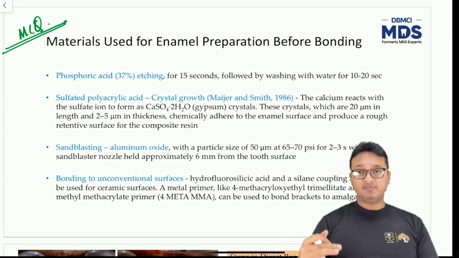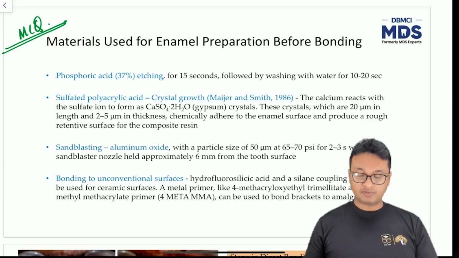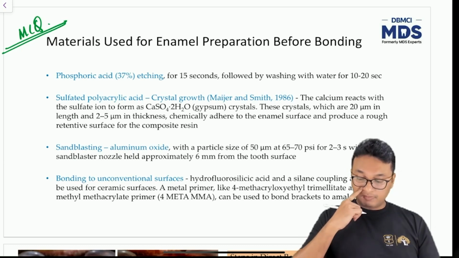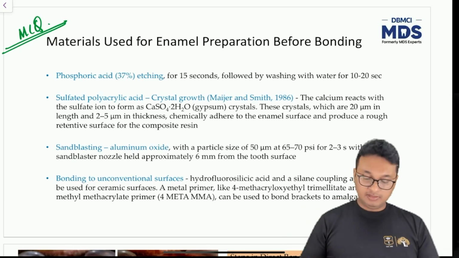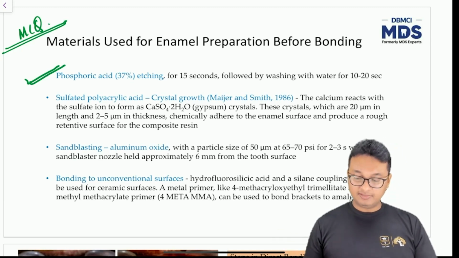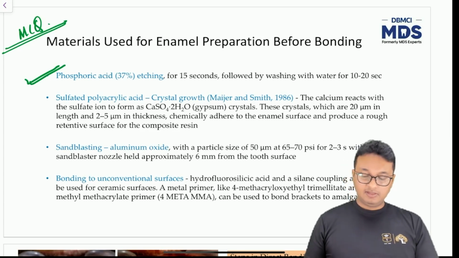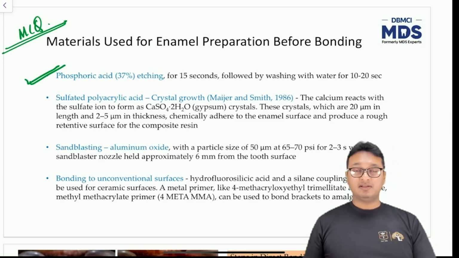What are the different steps in bonding? I'll be just coming to it, just in a few slides from now. So what are the methods of enamel etching? First is phosphoric acid, 37% phosphoric acid etching for 15 seconds, followed by washing with running water for 10 to 20 seconds. Now I'm not going to detail what are the histochemical processes behind phosphoric acid etching.